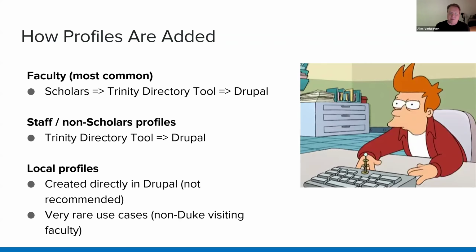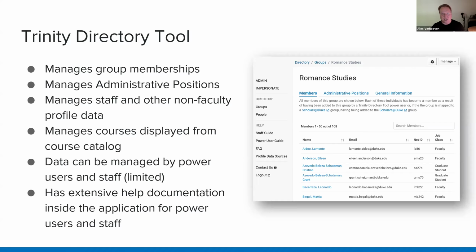And let's talk a little bit about the Trinity Directory tool. So the Trinity Directory tool is a web application that sort of serves as the middleware or aggregator between the HR systems and Scholars and our websites. In the Trinity Directory tool, you can manage group memberships, and that's also where we manage actual groups themselves, where they are created if they're not part of Scholars groups. But that is where you would control whether or not someone is part of your group that is your department group. Trinity Directory Tool is also used to manage administrative positions.